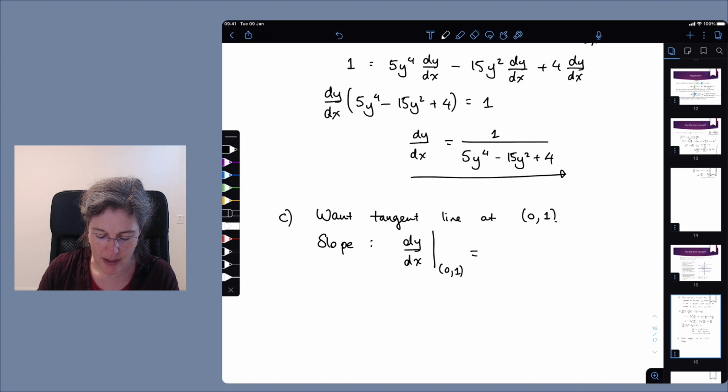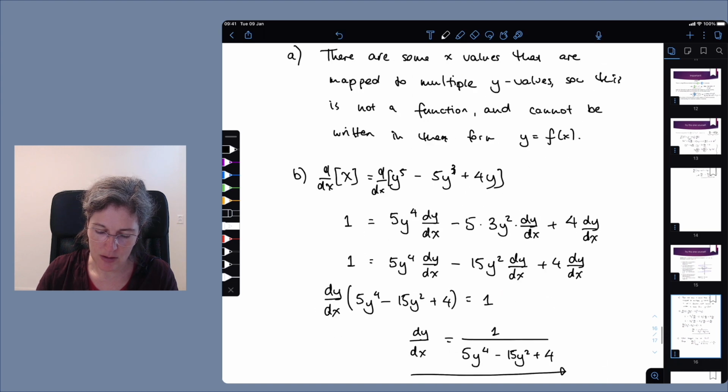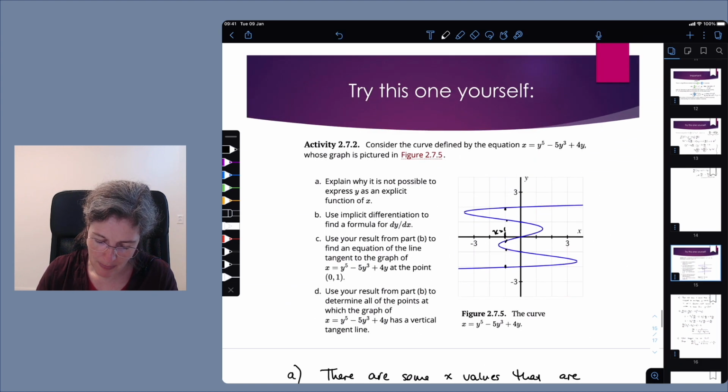So let's plug in x is equal to 0, y is equal to 1, and that will give us 1 over 5 minus 15 plus 4, which is equal to 1 over minus 10 plus 4, so that's minus 6. So let's just do a quick sanity check. We're looking at the point (0, 1) on our function, and we think that the slope is minus 1/6. Let's go and have a look at the diagram.